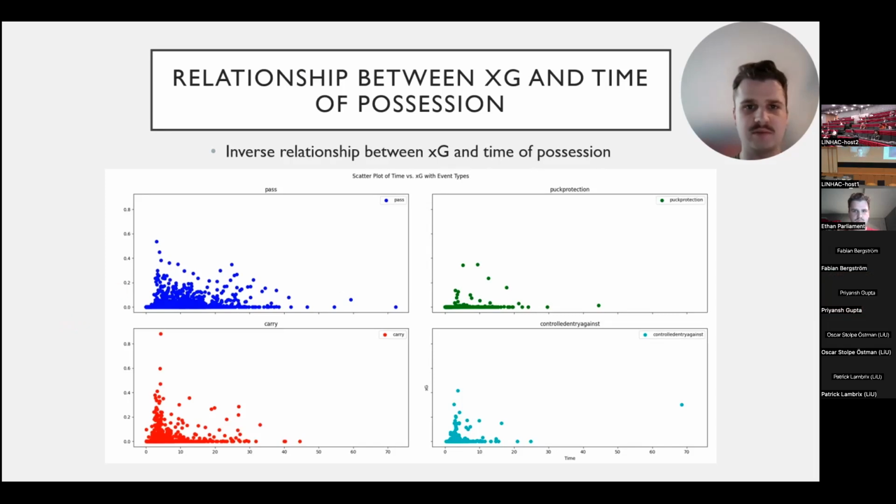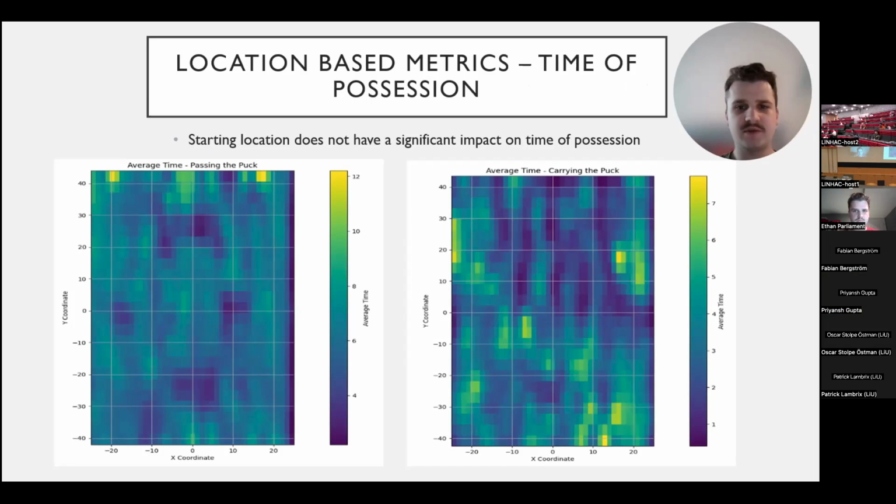The next thing that I wanted to look into was whether or not the location that you start your possession has an impact on the average time of possession. In the two charts below, the one on the left shows the average time of possession if you pass the puck, based on the location that the possession starts. And the one on the right is if you carry the puck instead. In both cases, there's no real significant impact. You can see for passing the puck, it's pretty much even everywhere, and for carrying the puck, there's no real trend.